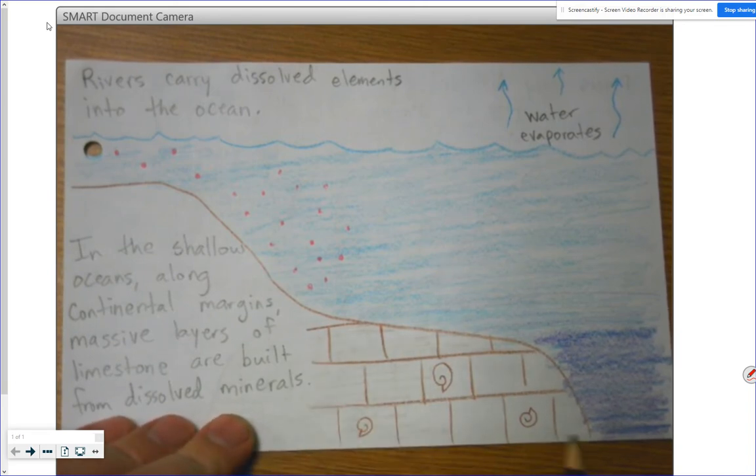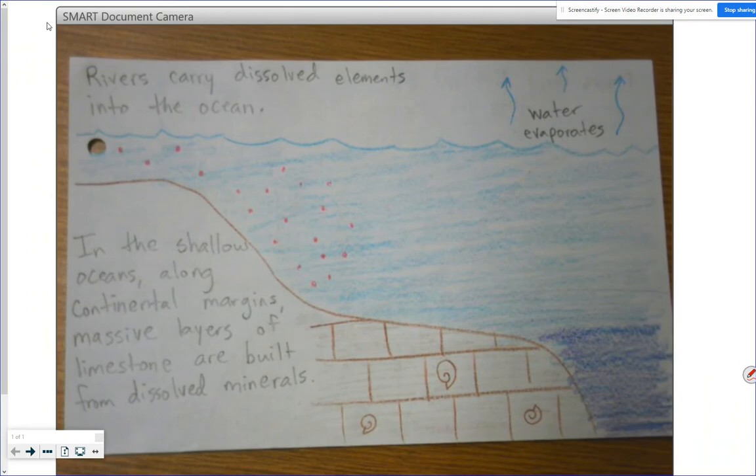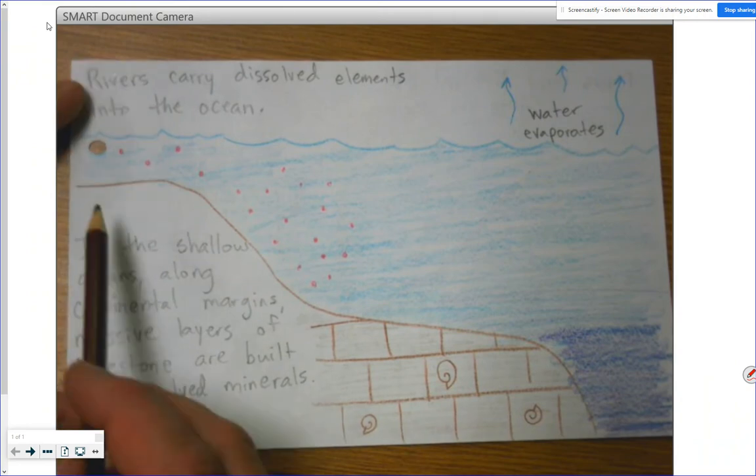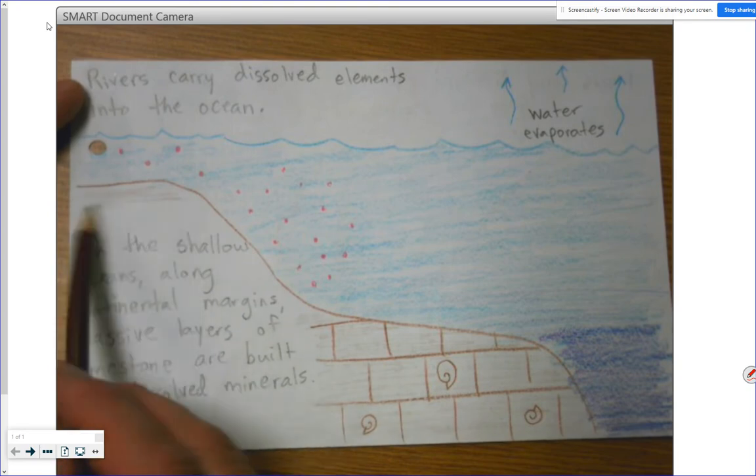And here's an interesting fact too. The animals that live in the ocean that have shells, they actually create their shells by filtering some of these dissolved minerals out of the water, and then they can secrete the material that they use to build their shell. So they build their shells using these dissolved minerals.